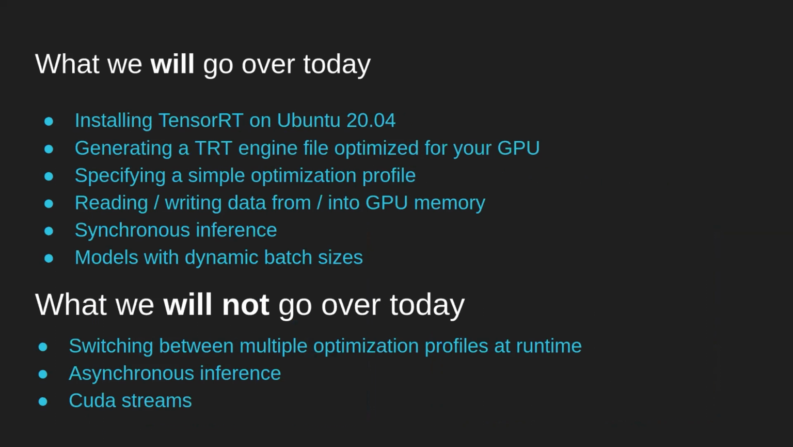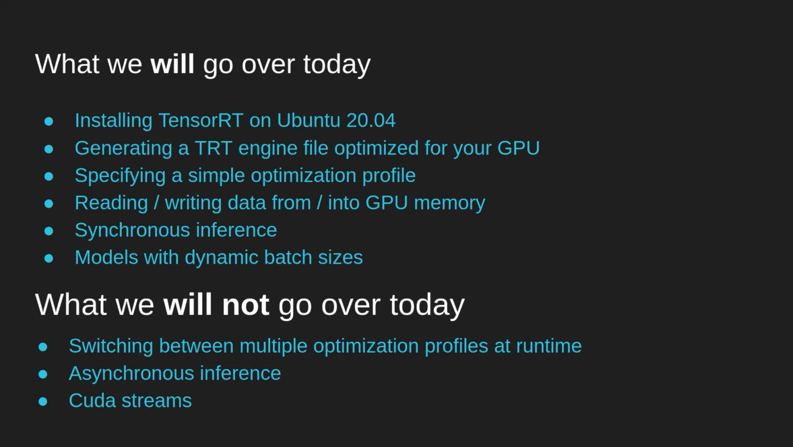In today's presentation, we'll be going over several things. We're going to start by installing TensorRT for our Ubuntu machine. I'm sorry to all you Windows folks out there, you should really consider switching to Linux. Next, we will convert our ONNX model into a TensorRT engine file, which we will optimize for our GPU. We also get to specify which optimizations we want to apply, such as using 16-bit floating points instead of the traditional 32-bit floating points. We can also specify an optimization profile for our preferred batch size.